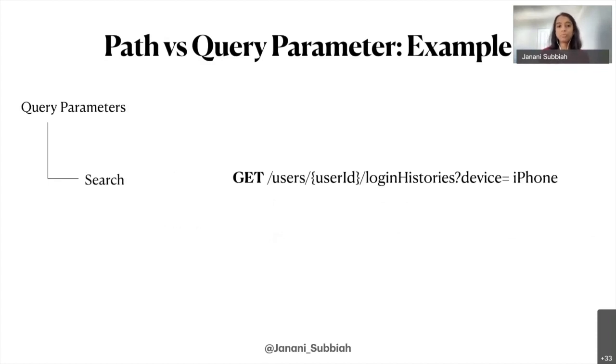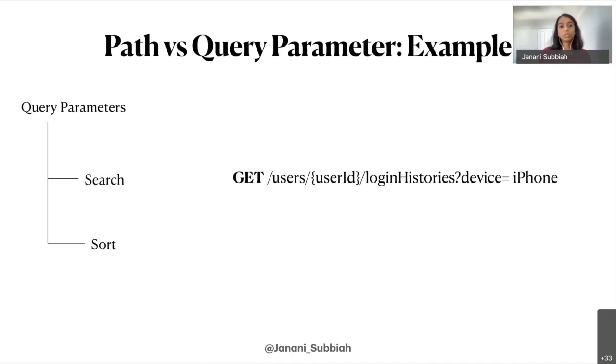It doesn't have to be a single value for device, and it also doesn't have to be searching by just device. This can be a bunch of search criteria, meaning we can search by device and time and IP address, and they can all be separated after the question mark in the URI by an ampersand. So that is an example. And again, device also doesn't need to just contain one value. It can have iPhone, maybe Google phone, and anything else like that.